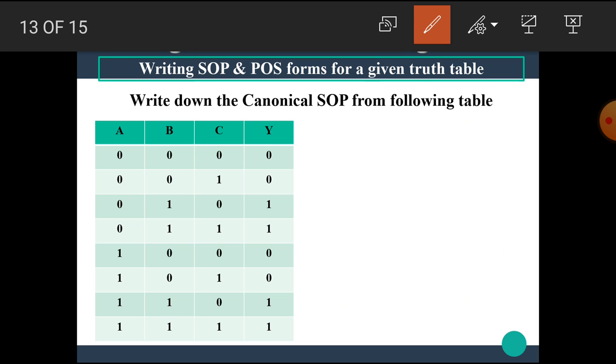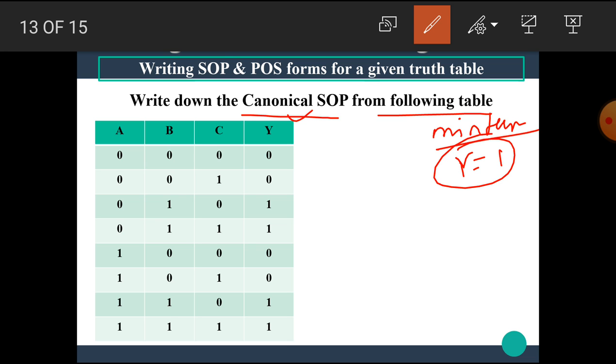Now let's write down the canonical SOP form for the following table. We have to write canonical SOP, that means we have to write min terms for the table, and when we write min terms then we consider the output y is equal to 1 only. Okay, here y is equal to 1, hence we can write the min term for this combination such that a is equal to 0, that means we get here y1 as a bar into b is equal to 1, that means b, into c is equal to 0, that means c bar.